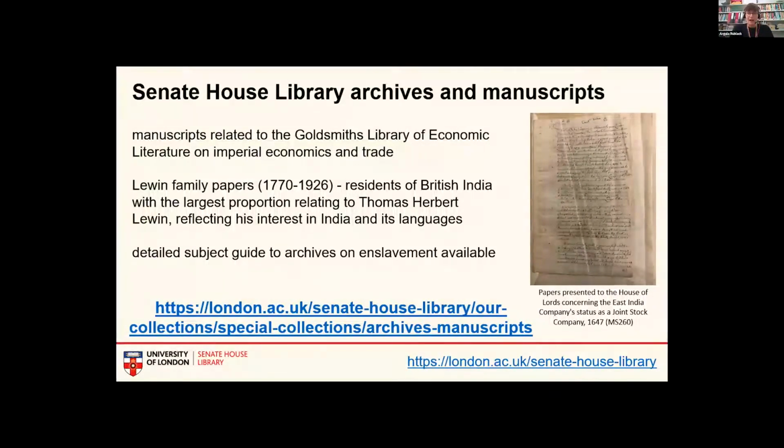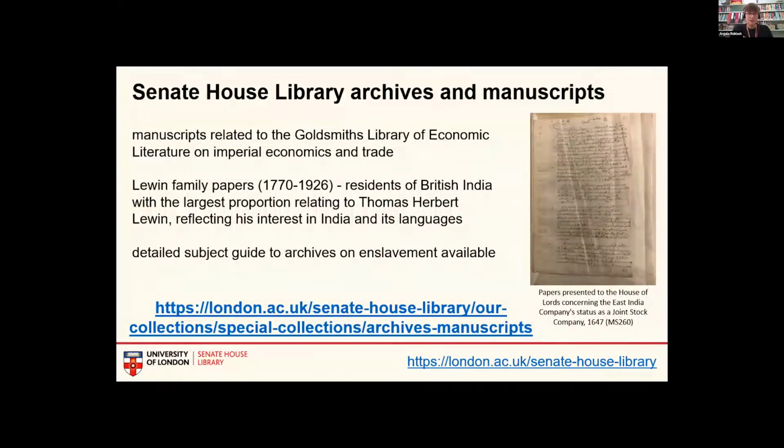Besides this, we have the papers of the Lewin family, who were residents of British India from the late 18th century to the early 20th century. And part of these archives are Thomas Herbert Lewin's papers from 1856 to 1915, and Thomas Herbert Lewin was particularly interested in India and especially its languages, so that could be a useful resource for those of you who are looking into British India.